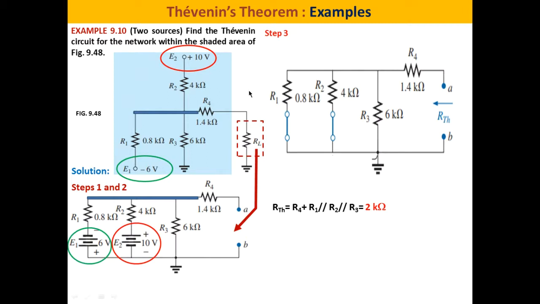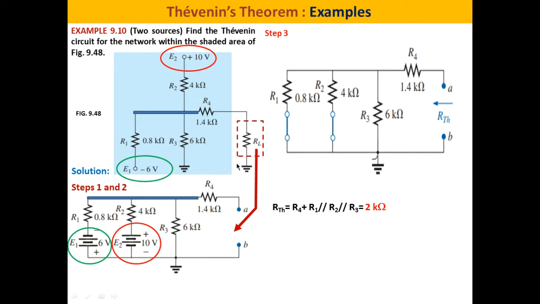Okay, and we have removed RL. So step number 1, we have removed RL. We have redrawn the circuit in a form that you can see clearly. And we have marked the terminals A and B. So steps 1 and 2 are done.